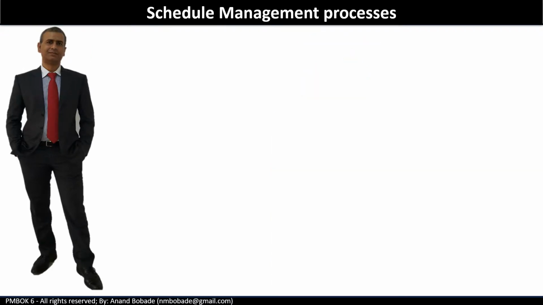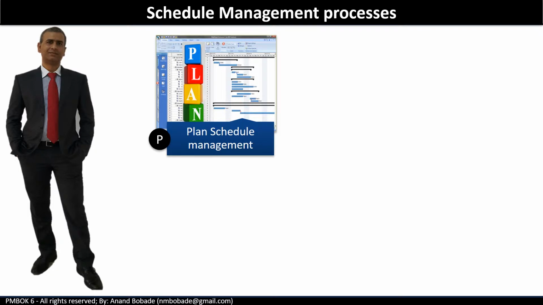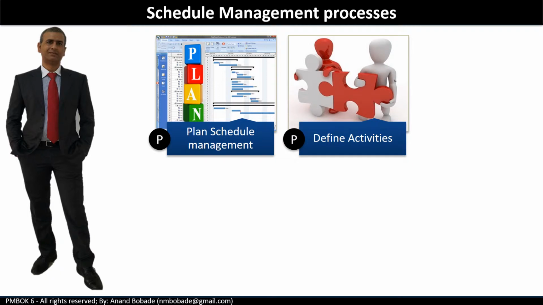Before getting into the process details, let's take a look at the list of all 6 processes. Plan schedule management, under the planning process group. It is the process of establishing policies, procedures and documentation for the project schedule. Define activities, again under the planning process group. It is the process of identifying and documenting specific actions to be performed to produce the project deliverables.